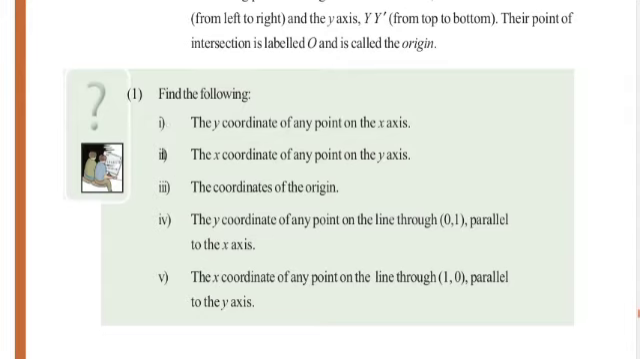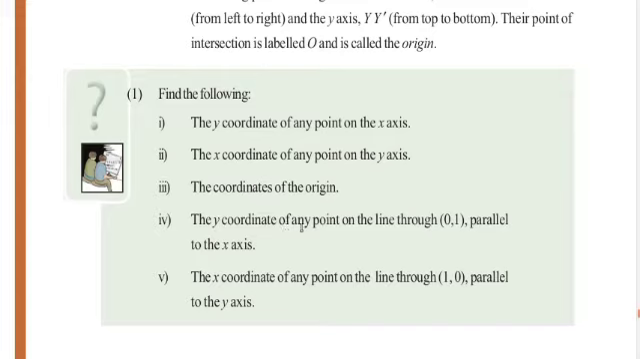Then second sub question, the x coordinate of any point on the y axis. We know the points on the y axis are always in the form 0, y. That means the x coordinates are always 0. So the answer is, the x coordinate of any point on the y axis is 0. Then third sub question, the coordinates of the origin. We know the coordinates of the origin are 0, 0.